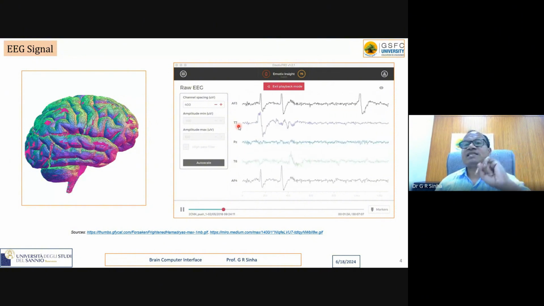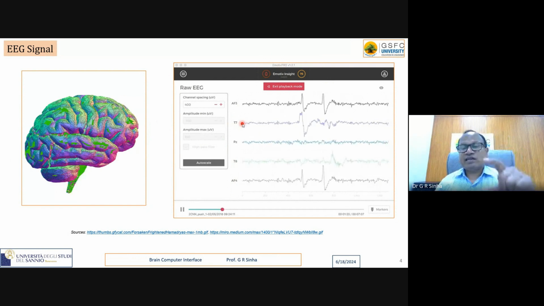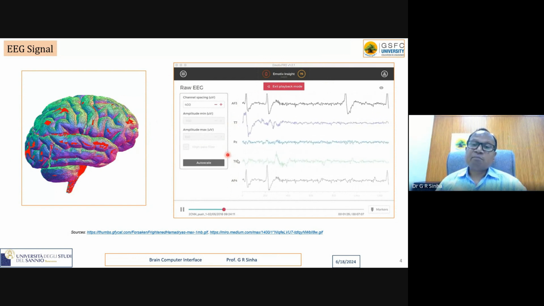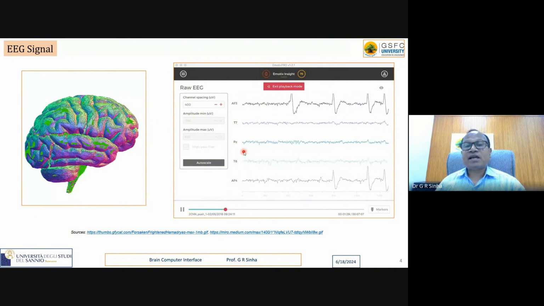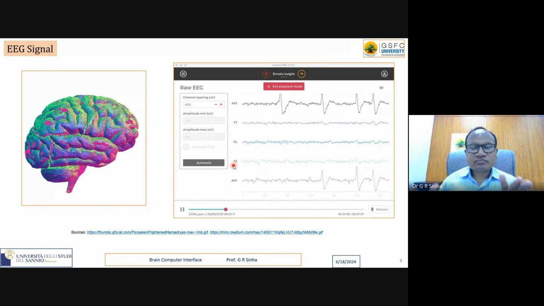So what is the meaning of T7? T for temporal. It means T7 is a channel from the temporal area. PZ is a channel from the parietal area. P8 is a channel from the parietal area. Now, what is the meaning of this 7, 8, 3?